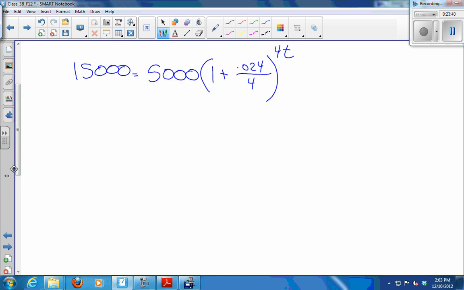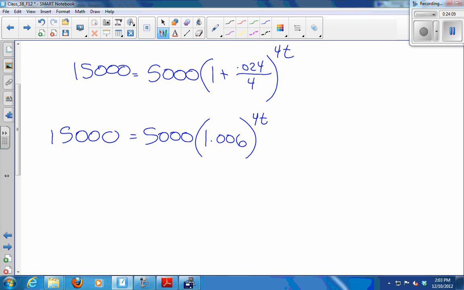So here's the equation I want to solve. We've done it graphically before. To solve it algebraically, I'm going to simplify it as much as I can before I start using my new tool of logarithms. So the thing in parentheses simplifies to 1.006. Do 0.024 divided by 4, and then add the 1.